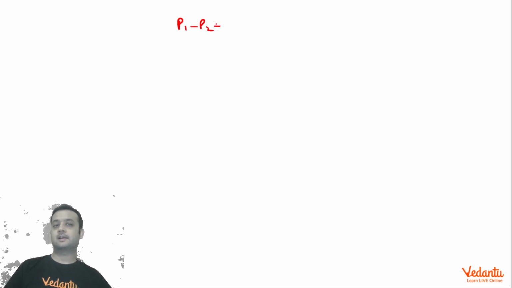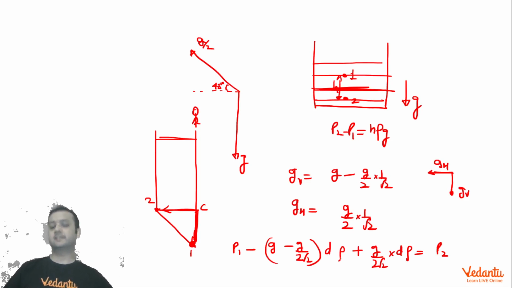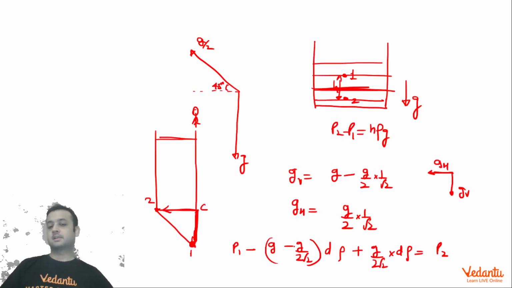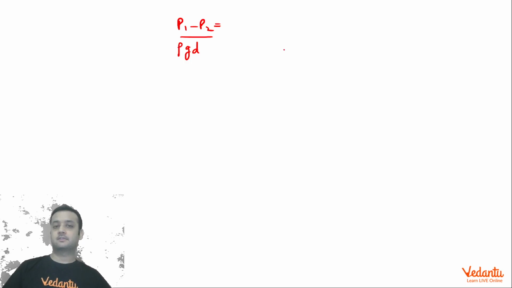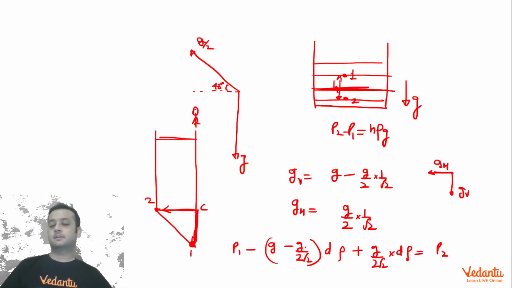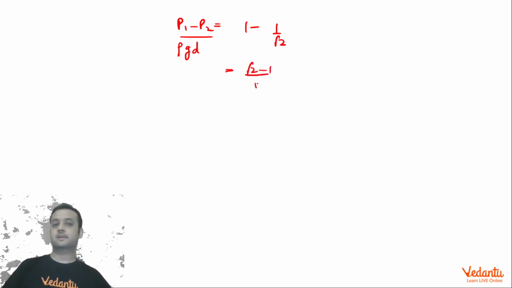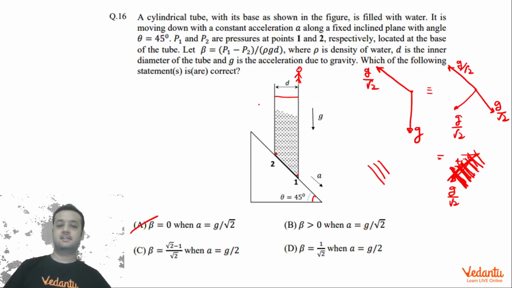So from here we can find the value of P1 minus P2. P1 minus P2 divided by rho g d will be equal to 1 minus 1/2√2, in fact it becomes minus 1 plus 1/2√2 and plus 1/2√2, then on the right side it gets reversed, so 1 minus 1/2√2 and 1/2√2, that is 1/√2. So this becomes √2 minus 1/√2. This will be the answer, and hence option C will be the correct answer, which makes option D wrong and option B also wrong.